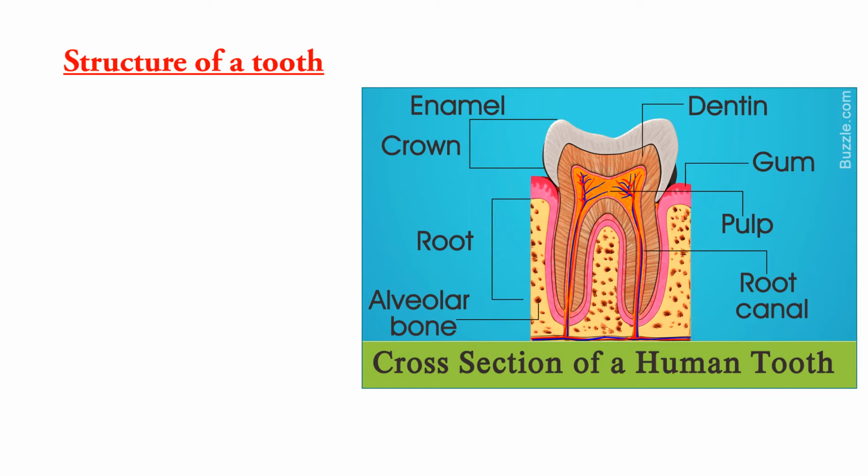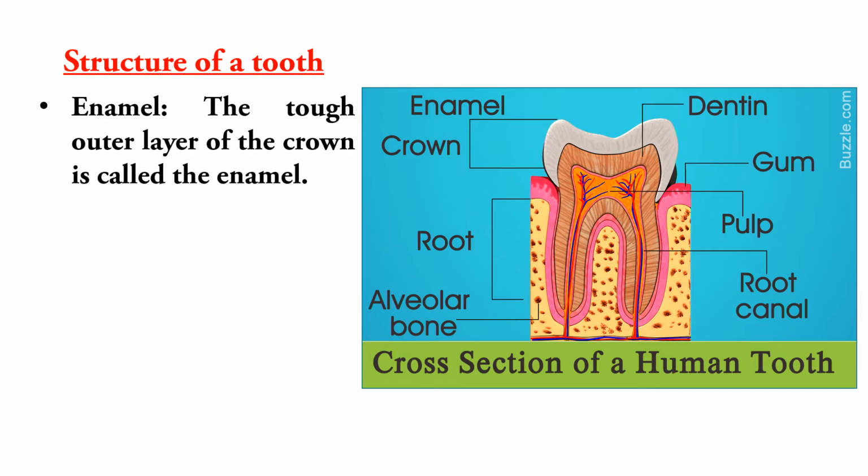The white color of the crown is because of a material called enamel. Enamel is the tough outer layer of the crown. It is hard and shiny. In fact, enamel is the hardest material present in the body and acts to protect the sensitive inner part of the tooth.